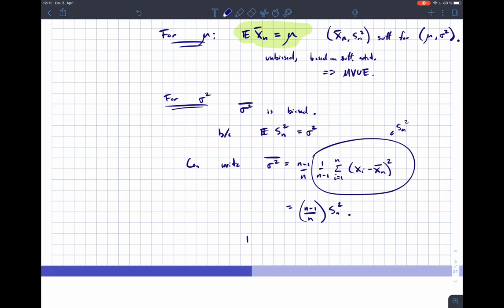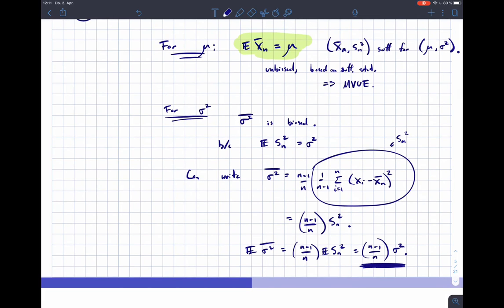So the expected value of my method of moments estimator is n minus 1 over n times the expected value of Sn squared, which is n minus 1 over n times sigma squared. So I tend to underestimate the variance by a little bit using the method of moments estimator. So it's biased. It is based on a sufficient statistic, but it's a biased estimator.